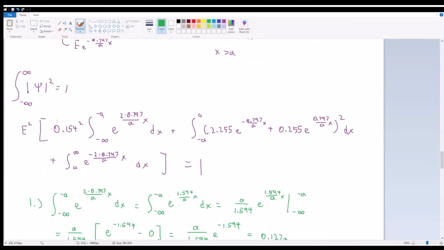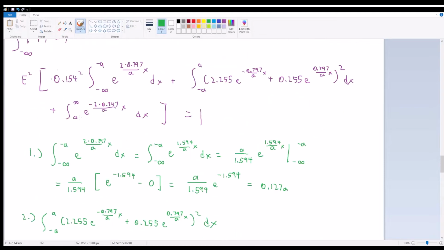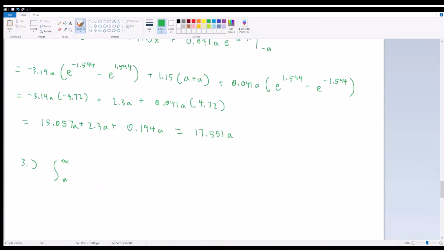Okay, and then finally our third one, which is thankfully a lot easier. Let's see, this is the integral from a to infinity of, what was it? e to the negative 1.594 over a x dx, and then we just multiply a over 1.594 with a negative in front times e to the negative 1.594 over a times x, evaluated from a to positive infinity.